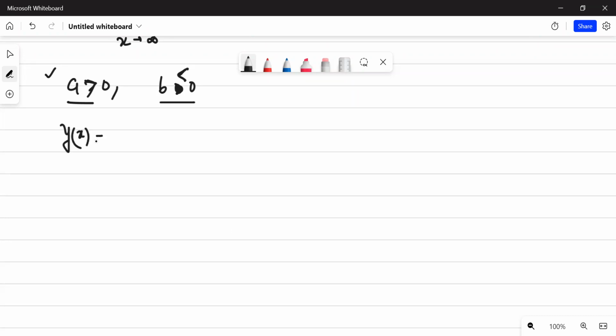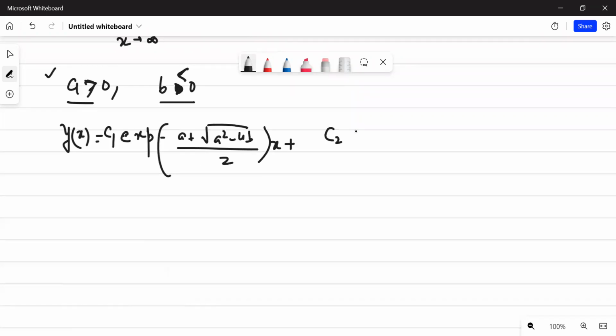I'm writing again the solution part. Solution would be, forget about some constants, ठीक है लिख लो यार, c1 exponential of minus a plus root over a square minus 4b divided by 2 x plus c2, and then you have this exponential and you have this minus a minus root over a square minus 4b divided by 2x. This is how it is.